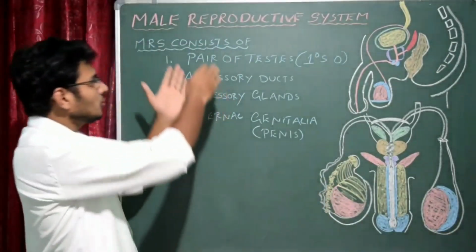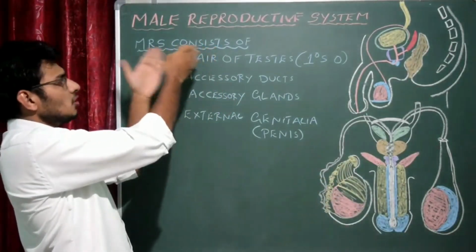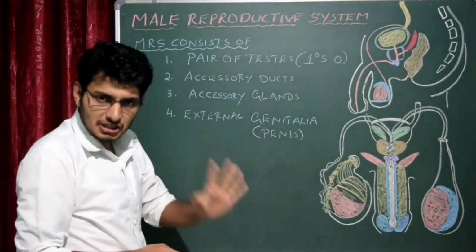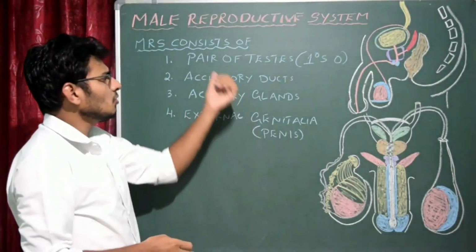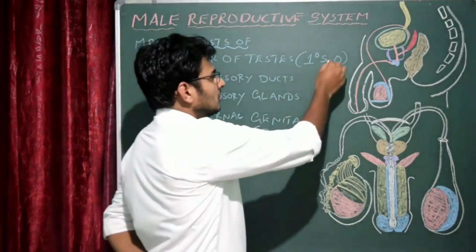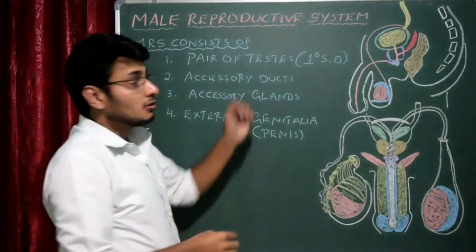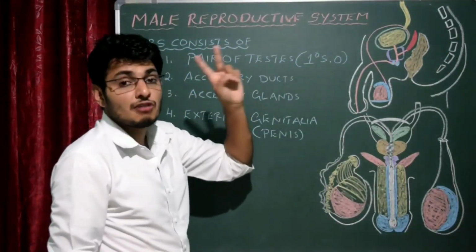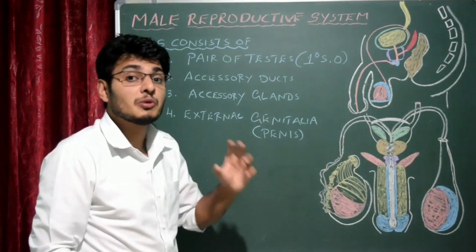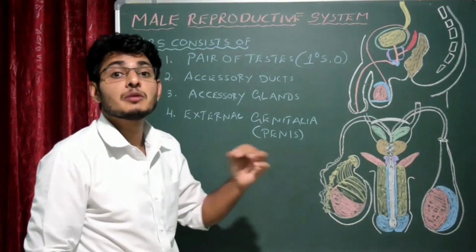Now I'm going to talk about the components the MRS consists of. There are mainly 4 different structures which are very important. Now first thing is obviously the primary sex organs. I have written here the primary sex organ is testis. So male consists of a pair of testes, and testes are the site of spermatogenesis where sperms are produced.